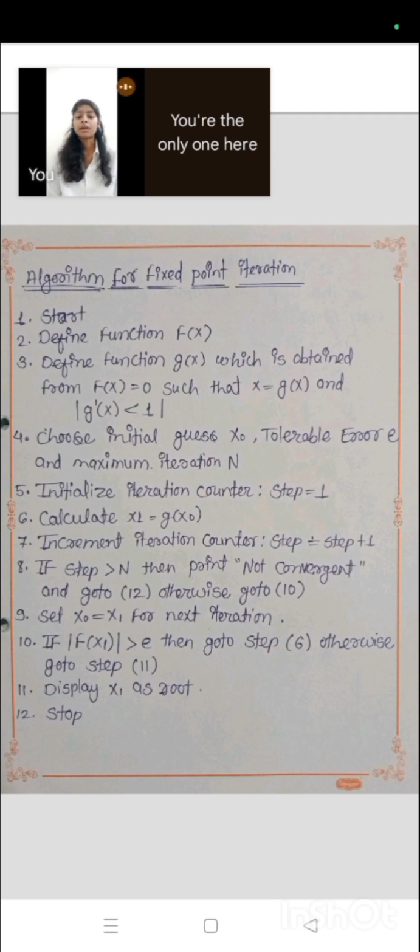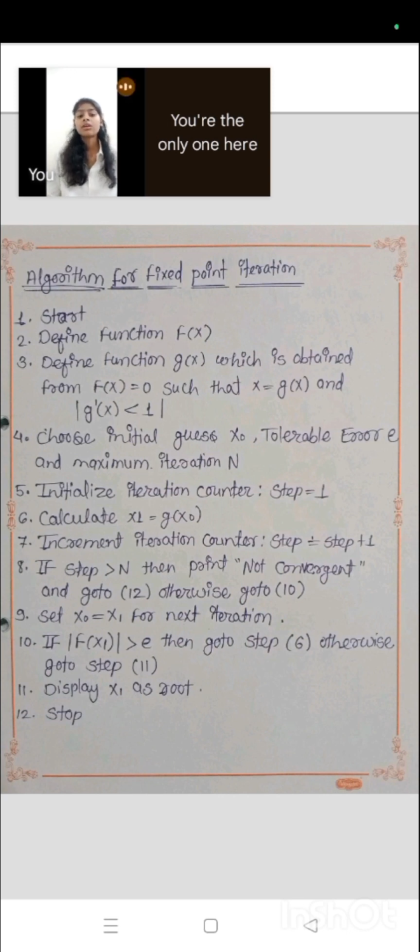And in the fourth step we choose the initial guess value, tolerable error e and maximum iteration n. In the next step we initialize the iteration counter step is equal to 1, and in the next step we calculate x1 is equal to g of x0. After we calculate x1, we increment the iteration counter, step is equal to step plus 1. And at this step, we write a condition: if step is greater than n, then we print not convergent and go to the 12th step. We stop the algorithm.